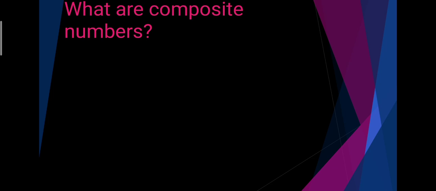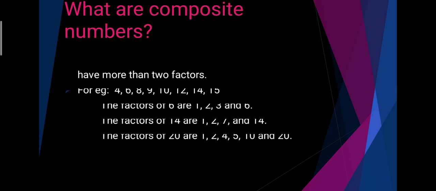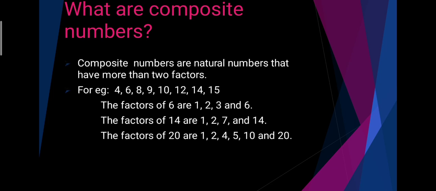What are composite numbers? Composite numbers are natural numbers that have more than two factors. For example, 4, 6, 8, 9, 10. Now we'll see an example of 6, 14 and 20. The factors of 6 are 1, 2, 3 and 6. The factors of 14 are 1, 2, 7 and 14. The factors of 20 are 1, 2, 4, 5, 10 and 20.